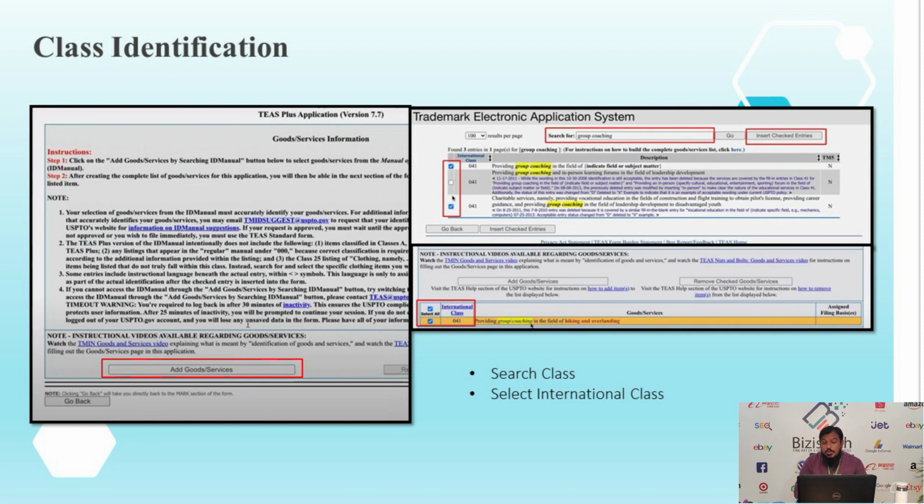In the next step, we have to select one class. I have told you previously in this video how you can check in which class you fall. You can search for your product description or by the class name as well. You will select one class, click on insert checked entries, and move to the next step.